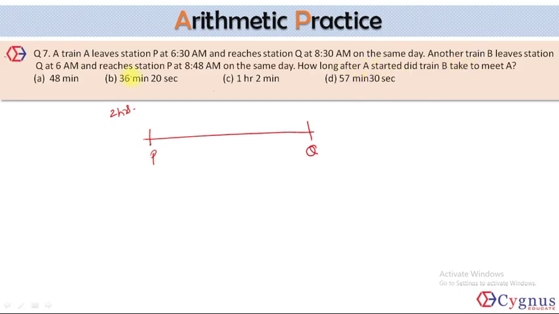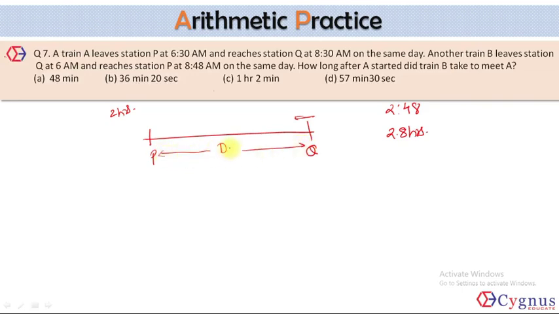Another train B leaves station Q at 6 am and reaches P at 8:48 am. That means this train will take 2 hours and 48 minutes. 48 minutes must be equal to 0.8 hours. So can we say this is 2.8 hours? Now, how long after A started does train B take to meet A? We don't know the distance here. We can take it equal to D.